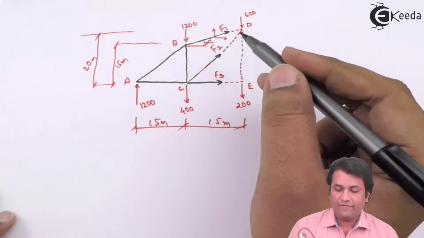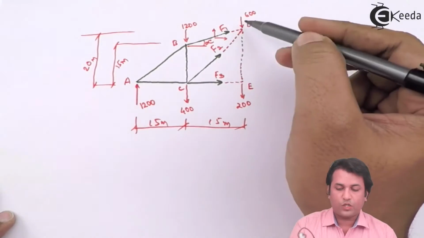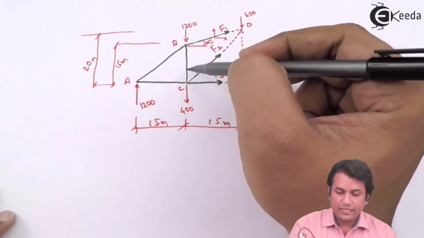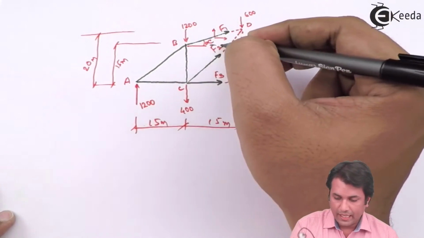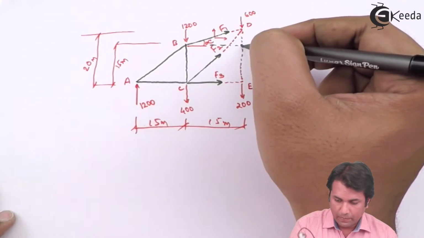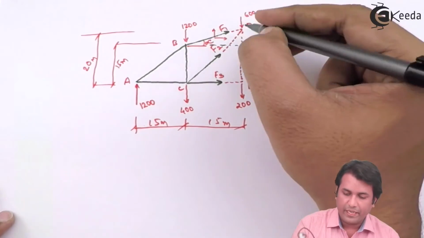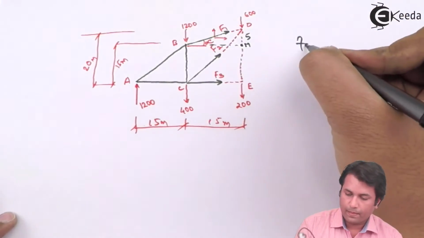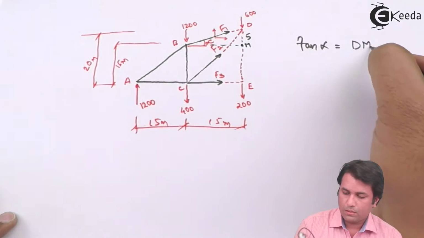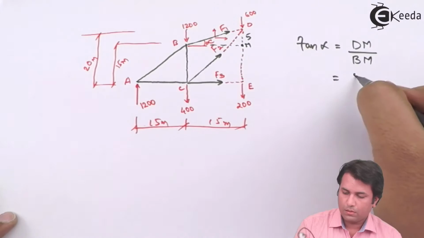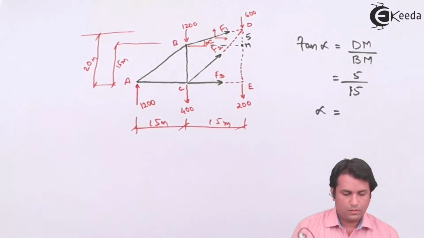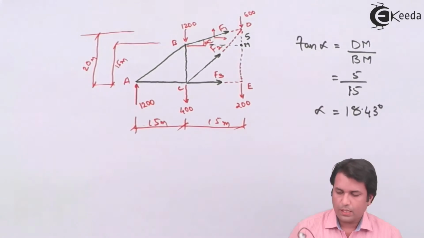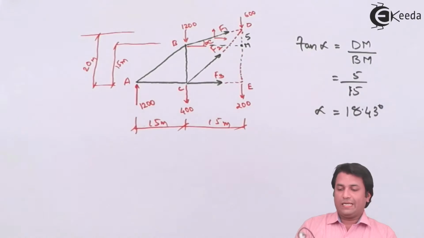To find out the angle alpha, I know this length is 20 meters and this is 15. I know that even this is 15 meters. So I can just say that this length up to this point M is 5 meters. So I can find out the angle alpha. I got the angle alpha as 18.43 degrees.